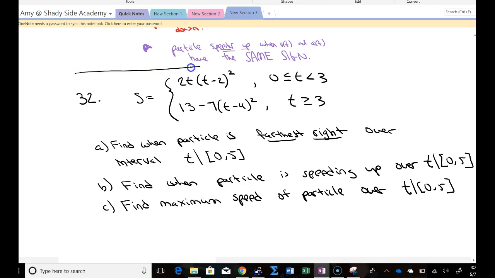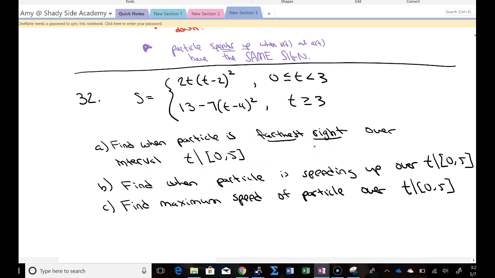Okay, I pulled this function just from question number 32. Here you're given a position function that's defined piecewise, but then I completely changed all the questions to make it a little bit more involved. I want to find when the particle is farthest right over the interval of time from 0 to 5. When is the particle farthest to the right?